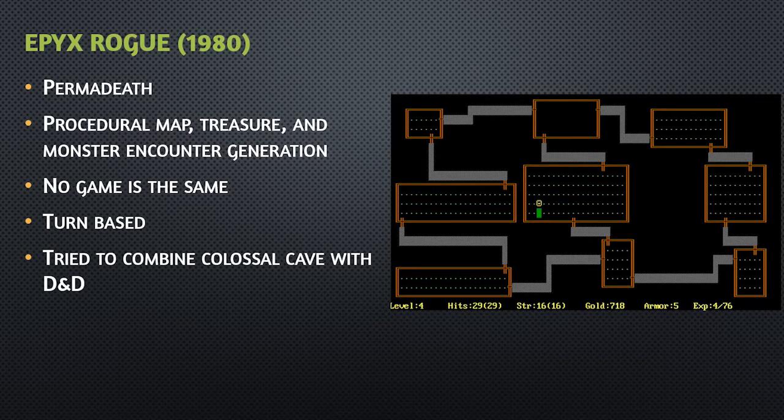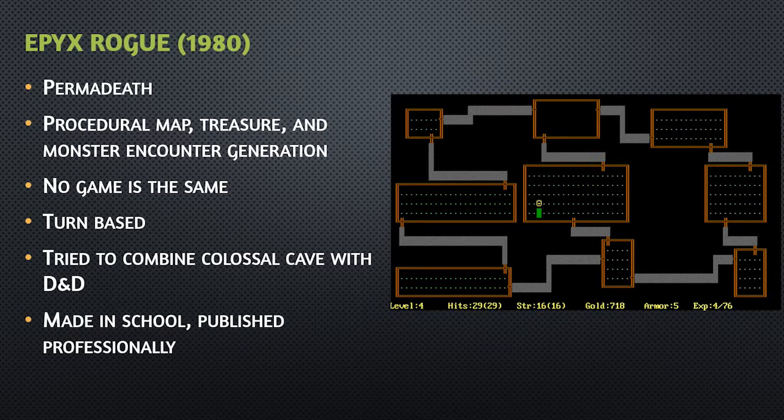He tried to combine Colossal Cave with D&D. Everybody's trying to do something with D&D, okay? Most video game history is people trying to do stuff with D&D. So it was made at the school and then was later published professionally in 1980 by Epyx.